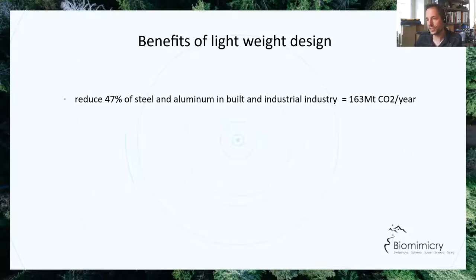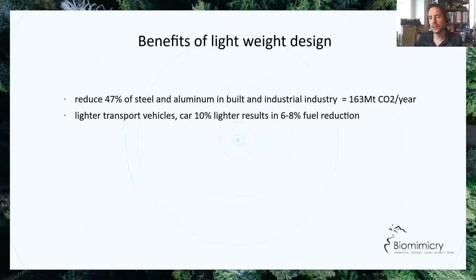So, all right. Another benefit is that when you are lighter, it's really a benefit for all the moving things. When you move something around and it's lighter, then you just use less energy.